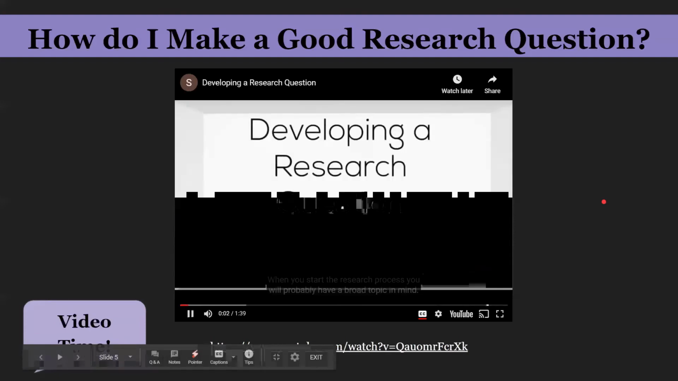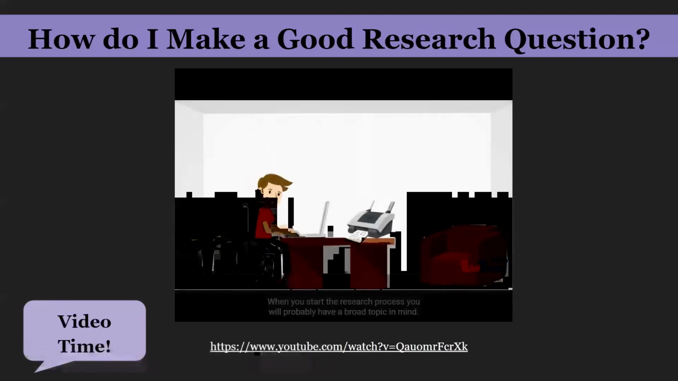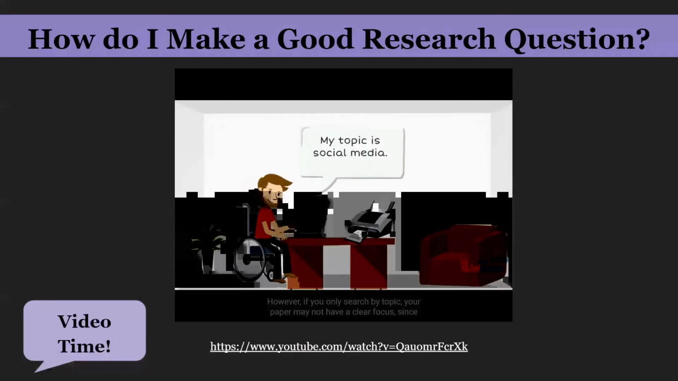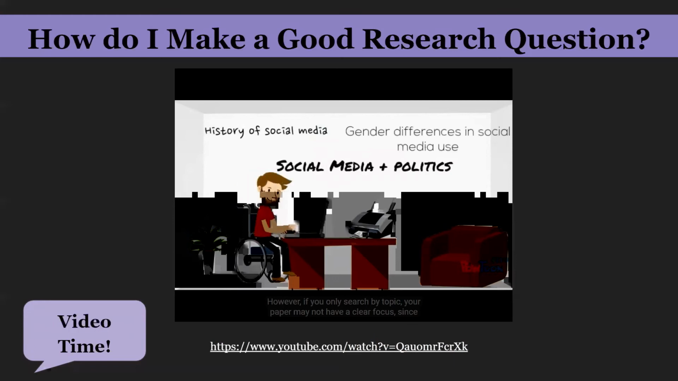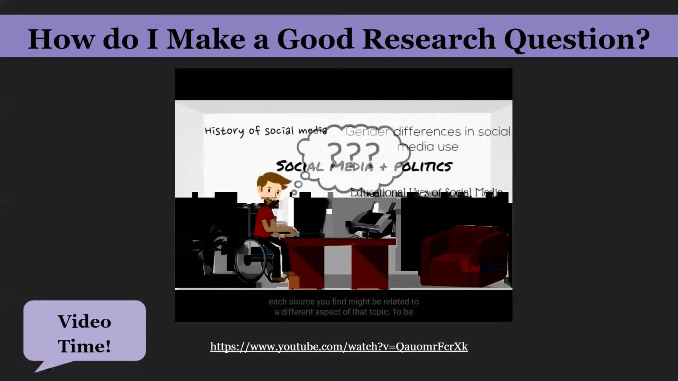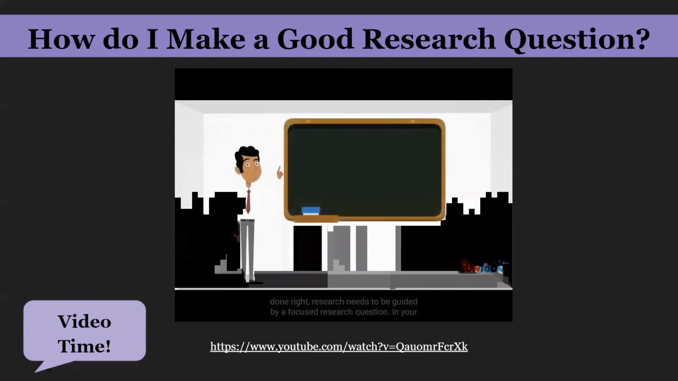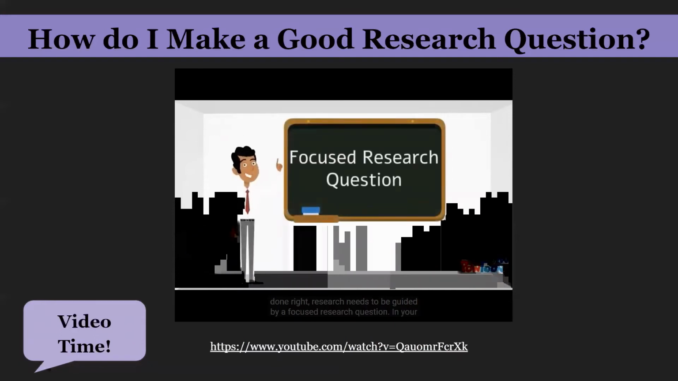When you start the research process, you will probably have a broad topic in mind. However, if you only search by topic, your paper may not have a clear focus, since each source you find might be related to a different aspect of that topic. To be done right, research needs to be guided by a focused research question.